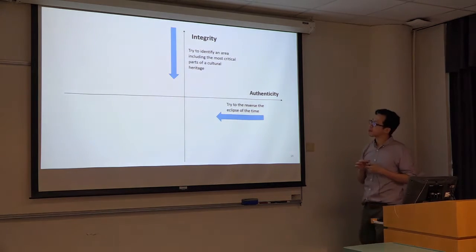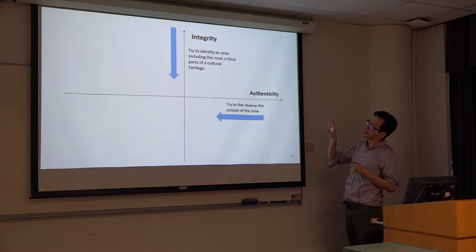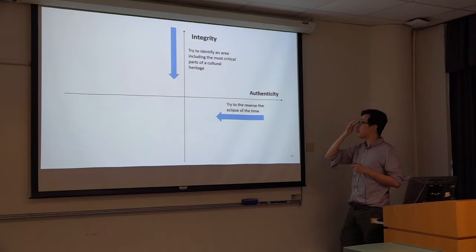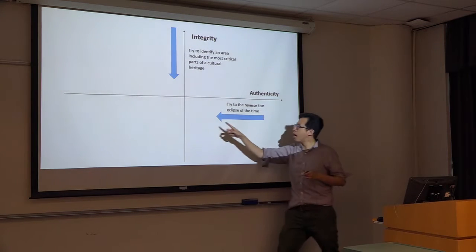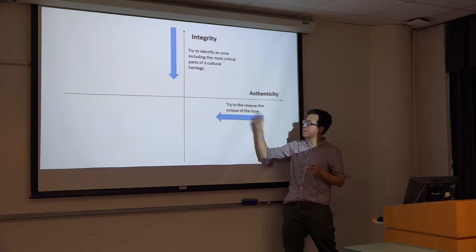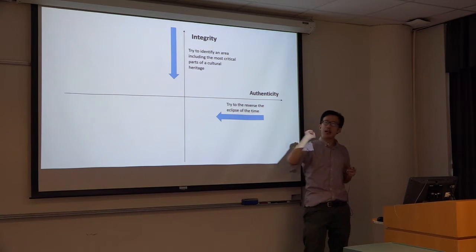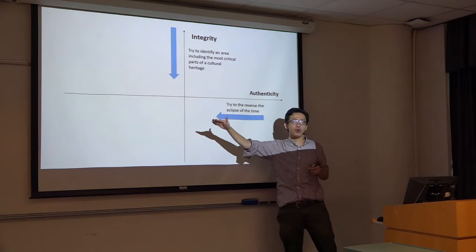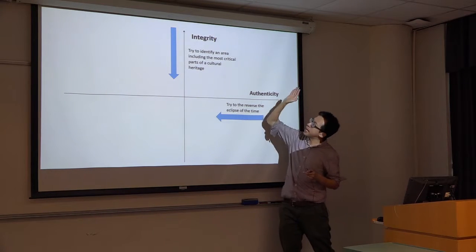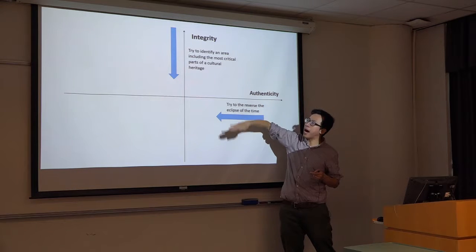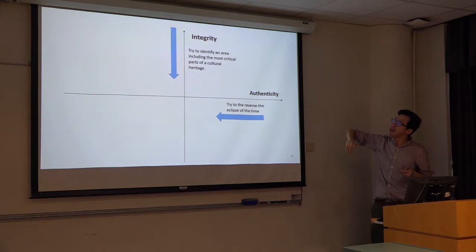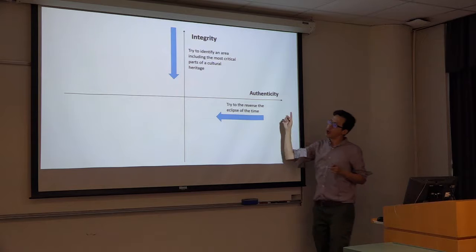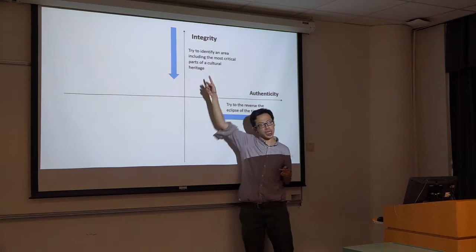Okay, so I want to use this diagram to explain what integrity and authenticity are. Authenticity basically is talking about a time dimension. We are trying to reverse the eclipse of time, but still we want to preserve the information related to the time process. For integrity, we are talking about the spatial dimension. We want to identify an area including the most critical parts of a cultural heritage. One is temporal, and the other one is spatial.